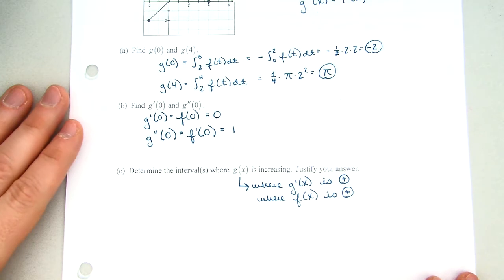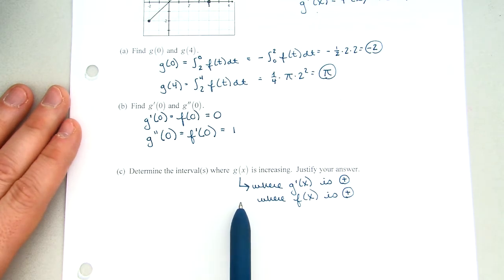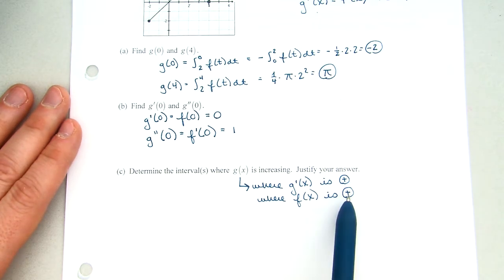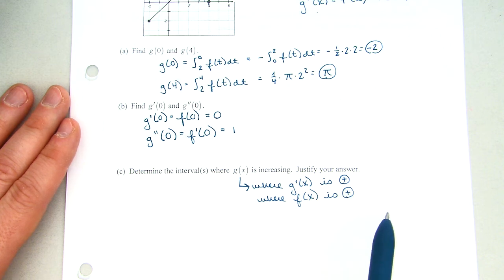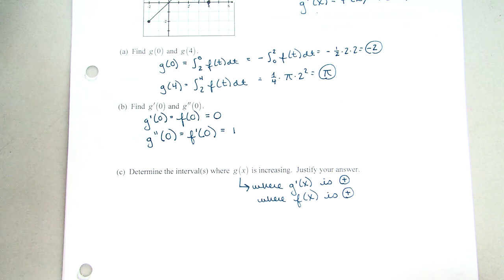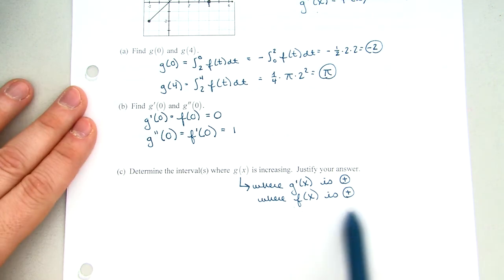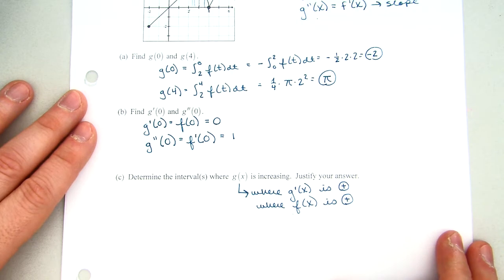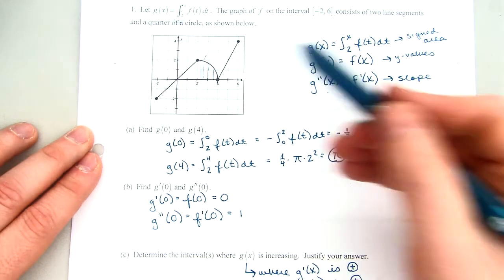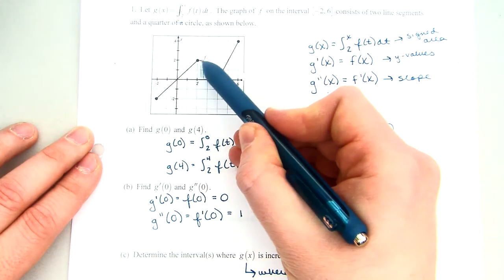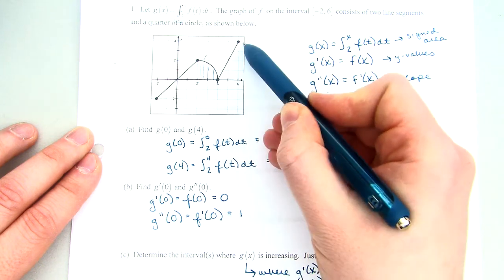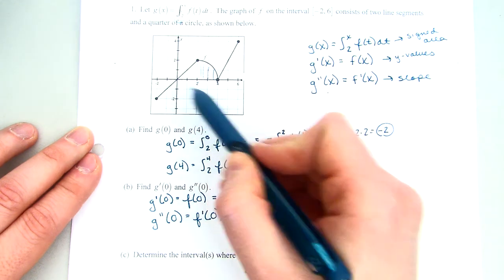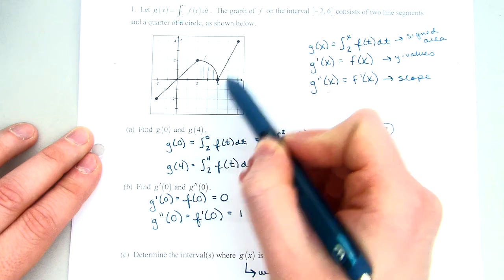Back to letter C. Where is g increasing? Well, where g prime is positive, but what you really care about is where f of x is positive. What are you looking for on the graph? Positive signed area, positive y values, positive slopes? Y values, because that's the f of x that I care about. Let's see. Where is f of x positive? I think here. I think there. I think I'm going to say between 0 and 4, and then between 4 and 6.